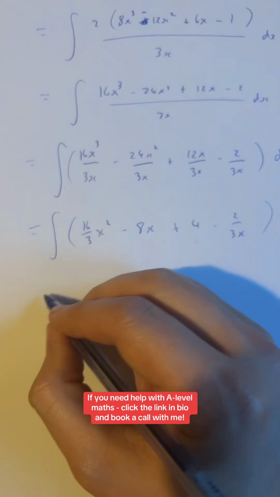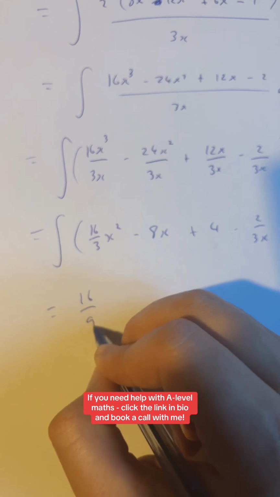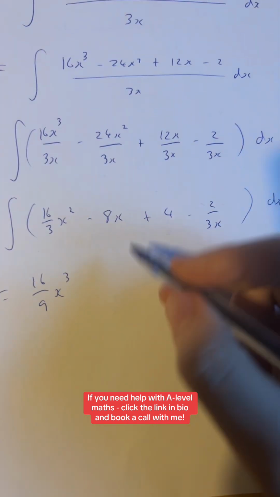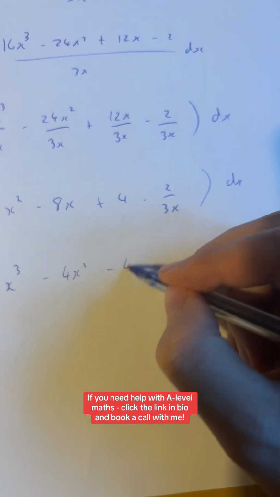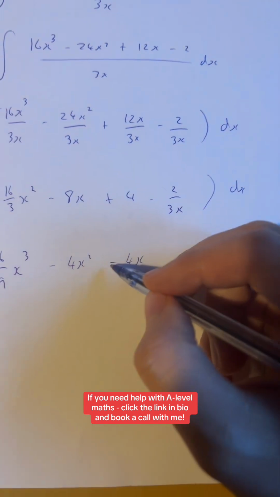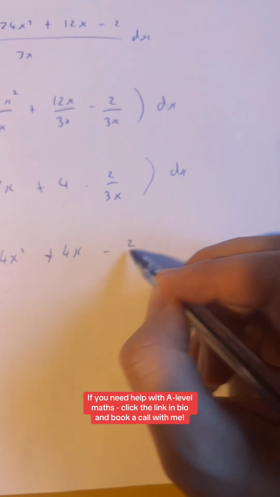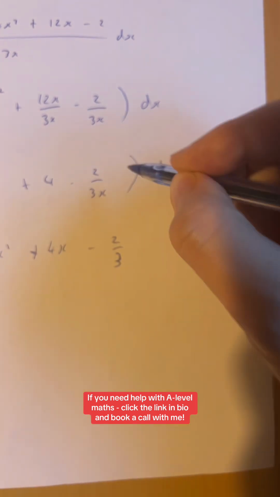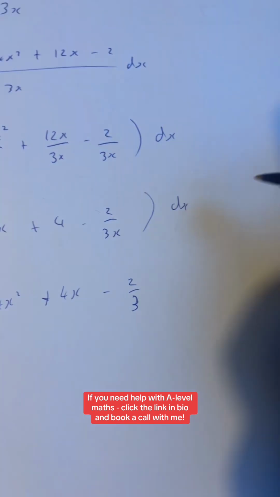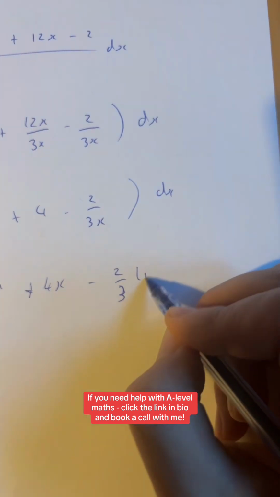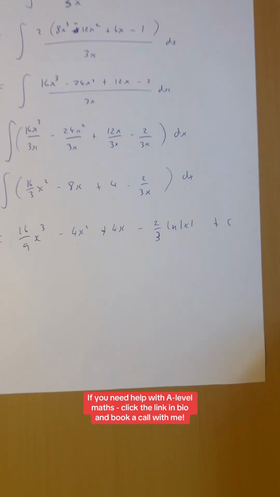So now we can integrate. So integrating the first term, add 1 to the power, divide by the new power. We'll get 16 over 9x cubed. With the next one, we should get 4x squared. With the next one, we should get minus 4x. And then with this, sorry, plus sign, my bad, plus sign there. And then with this one, we're going to get minus 2 over 3. And then remember, when you integrate 1 over x, so remember this term here is just 2 over 3 times by 1 over x. When you integrate 1 over x, what do you get? You get ln modulus of x there, and then plus c. So with that one, that would be our answer there.